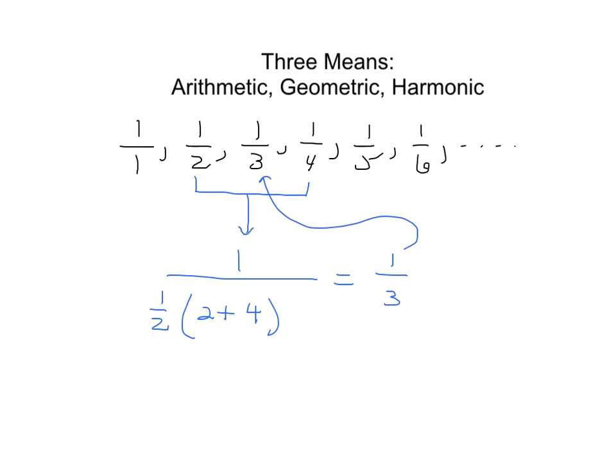And that works for every fraction in this list, in this sequence. Each one is a harmonic mean of the two around them. And because of that, this sequence of numbers, of fractions, is called the harmonic sequence. And that's it.